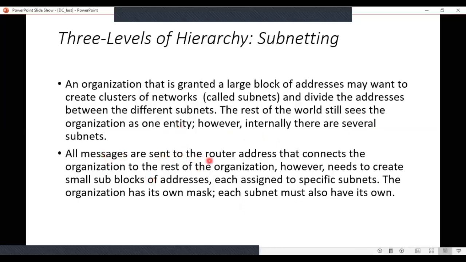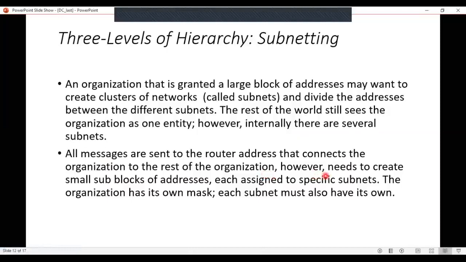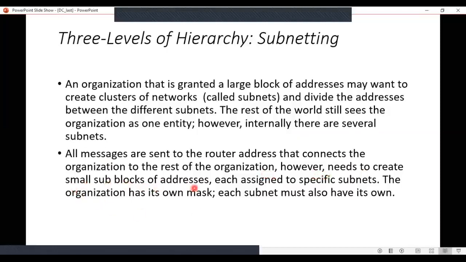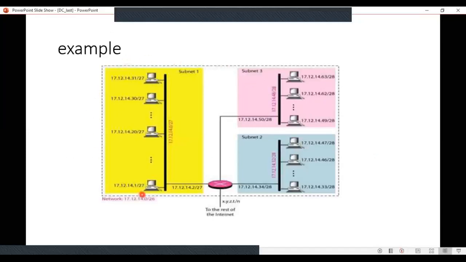All messages are sent to the router address that connects the organization to the rest of the internet. Through the router, these subnets together form a network, and it is connected to the outside network through the router. However, it needs to create small sub-blocks of addresses, each assigned to specific subnets. The organization has its own mask. Each subnet must also have its own. That is, this particular network will have one mask, and each of these subnets, yellow, pink, blue, will have its own mask. Now, to the rest of the internet, you're connecting through the router.